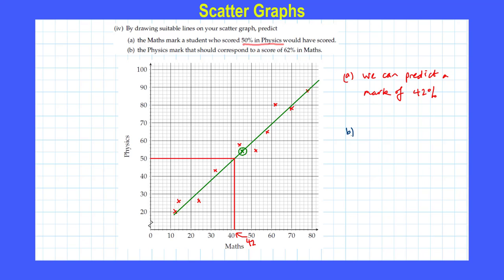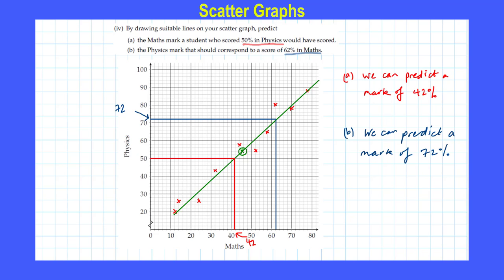Similarly, if I had 62 in maths, I could draw a line up from 62 and then across horizontally, reading off the value on the physics scale, and that says I'd get about 72. So I'd make a prediction that I'd get 72 given a mark of 62 in maths. Now this process that I'm using here is called interpolation. So it's within the points that we know about, and it's quite an effective way of making predictions.